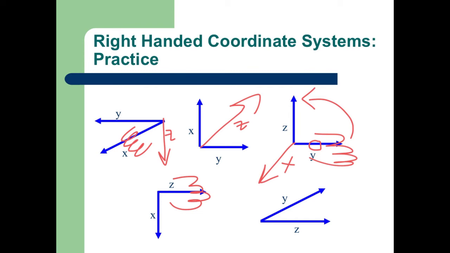So when I curl my fingers down, my thumb is pointing into the screen, right? So to draw the y-axis into the screen, I have to go up and to the right, because we agreed that when we're drawing a line that's into the screen, we're going to go up and to the right. And then this last one, we have the y and z axes, so we want to go from y. Our fingers are going to point in the y direction.